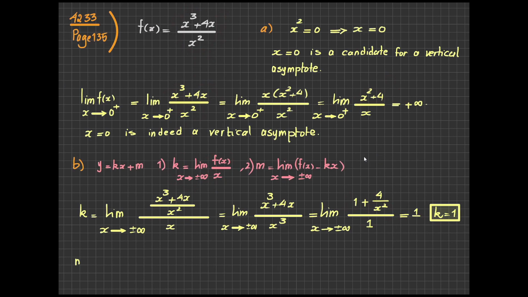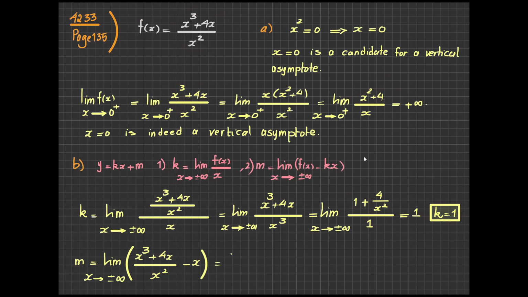And then after you found k, you need to find m as well. So you write the limit: your function minus the k value that you found times x. So the function is what? x to the power of 3 plus 4x divided by x squared, and then minus x, and you have to calculate the limit of this function when x goes to plus or minus infinity.